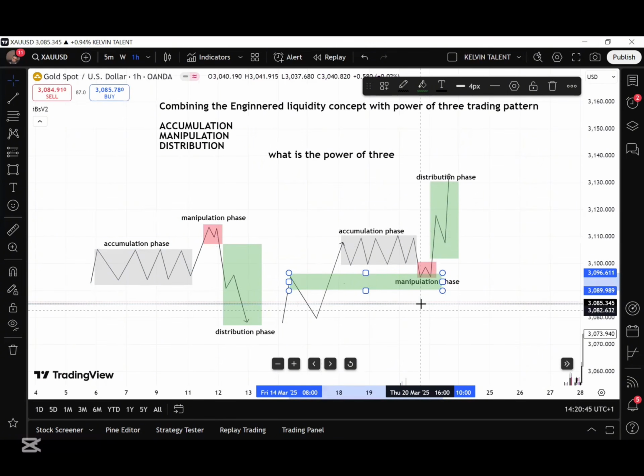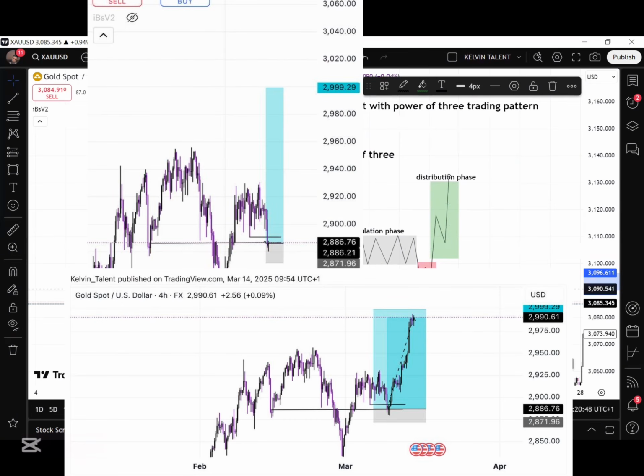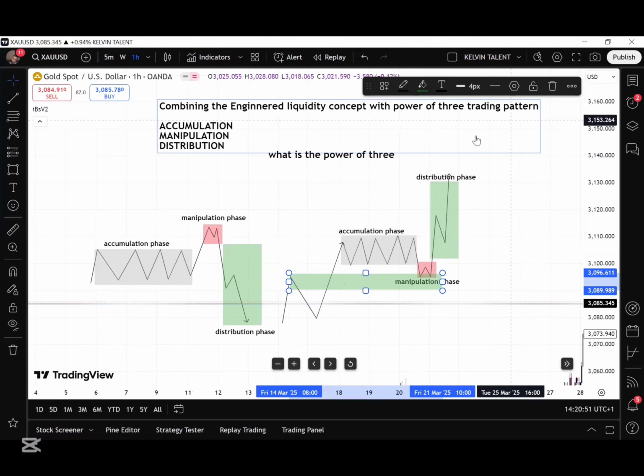Now let's go into the live chart and I'm going to show you trades I took combining engineered liquidity concept with this power of 3. Let's go into the live chart now.